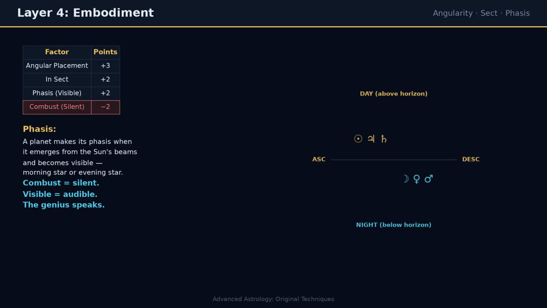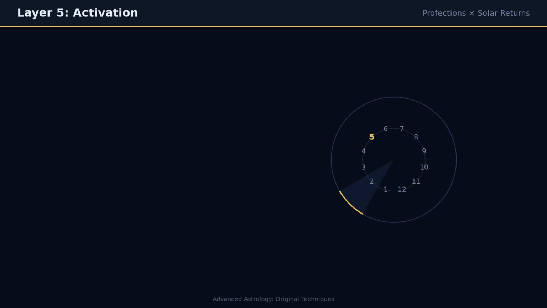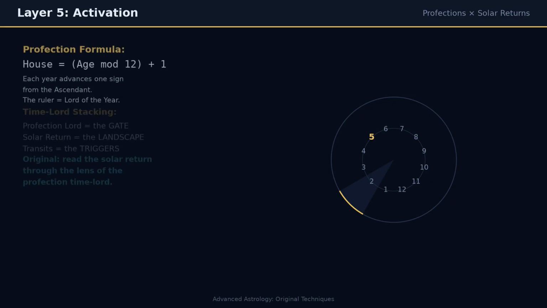We do not read the solar return in isolation. We read it through the lens of the Perfection Lord. If the perfected house is the 5th and its ruler is Mercury, then Mercury is the Time Lord. We examine Mercury in the solar return, its house, its aspects, its dignity. We then check whether any transits to natal Mercury activate the genius signature during that year.